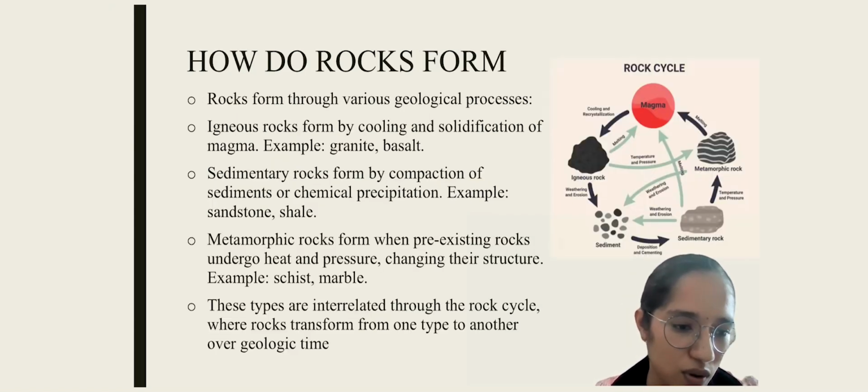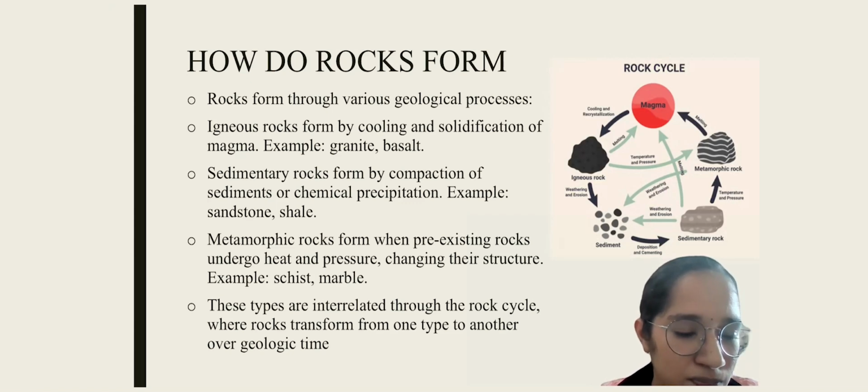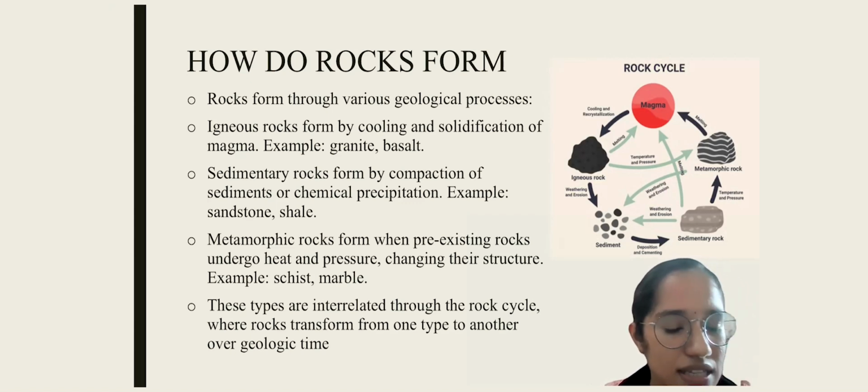How do rocks form? Rocks form through three major processes, giving rise to three major categories of rock type. The first one is igneous rock. Igneous rocks form from cooling and solidification of magma. Best examples are basalt and granite. The second category is sedimentary rock, formed by the compaction of sediments or chemical precipitation. Examples are sandstone and shale.